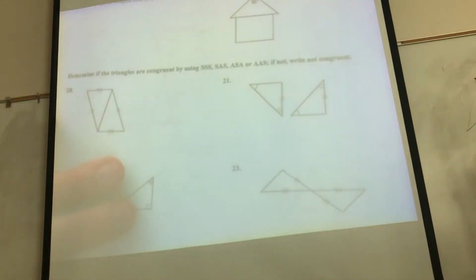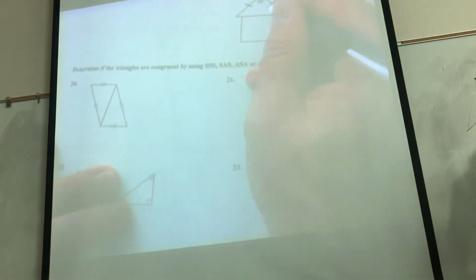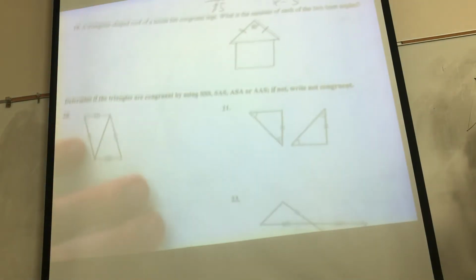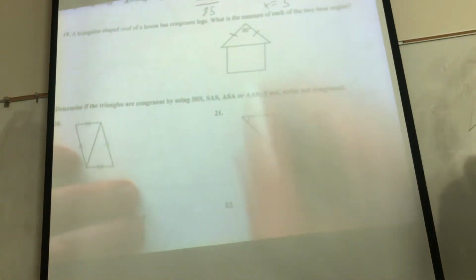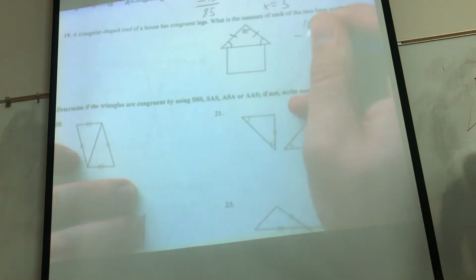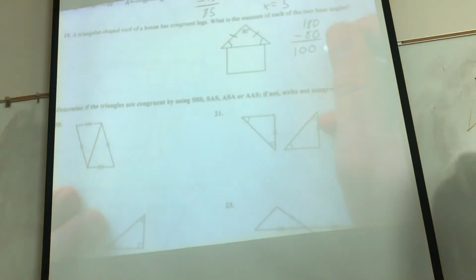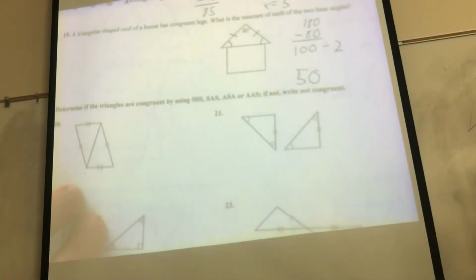A triangular shaped roof of a house has congruent legs. These are the legs. What is the measure of each of the two base angles? The key here is that both of them are the same. 180 minus 80 means I have 100 degrees between these two angles. And if they're both the same, I'm just going to divide that by 2. Each angle is 50.